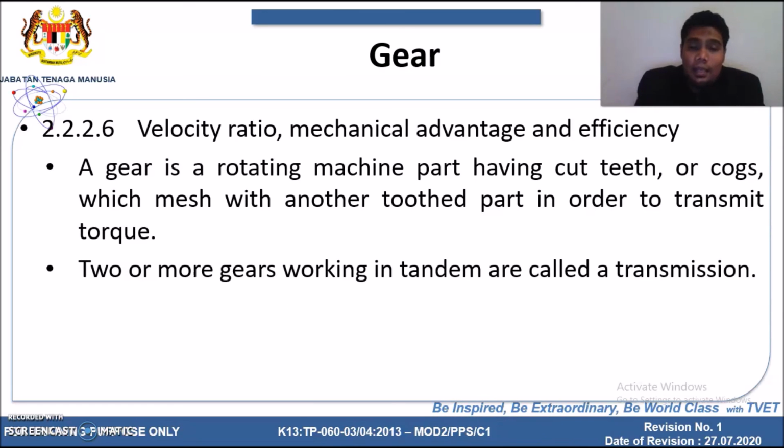Another one mechanical machine is gear lah, yang memudahkan kita kerja. So tadi kita belajar pasal velocity ratio, movement ratio and mechanical advantage. All is being used by these three mechanical machines: lever, pulley and gear system. Okay, a gear is a rotating machine. Macam bicycle kita ada gear, engine kita pun ada gear, gearbox kita pun ada gear. A gear is a rotating machine part having cogs or teeth which mesh with another toothed part in order to transmit torque. Two or more gears working in tandem are called transmission.